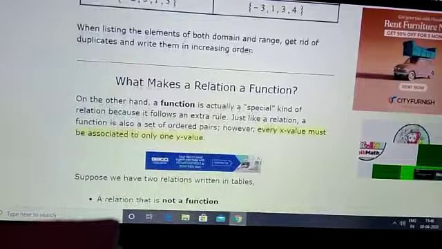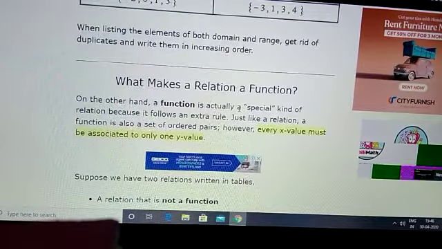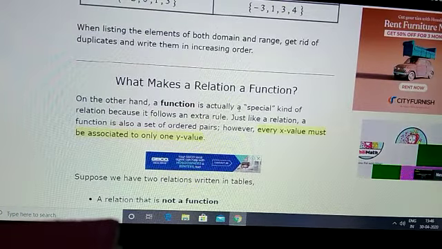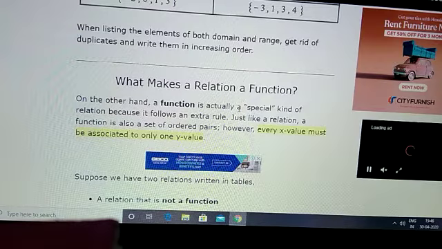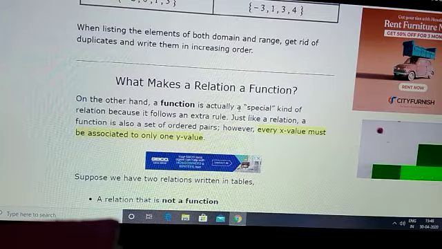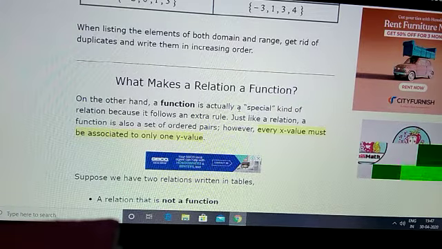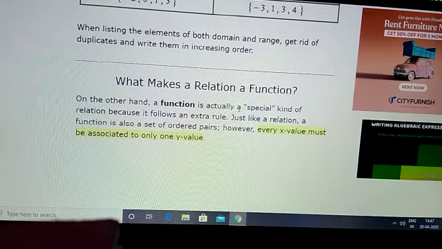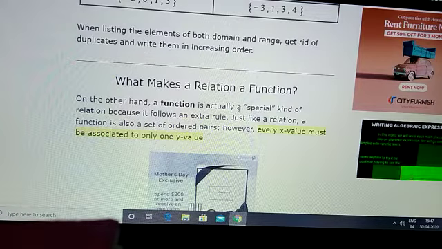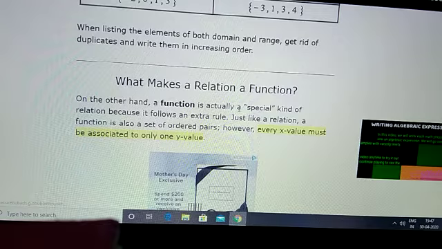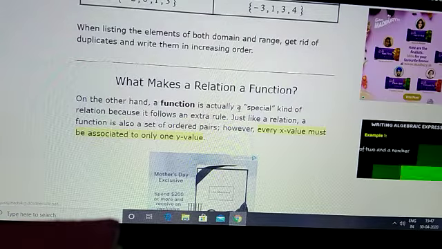The relation topic is over. A relation has two things. Again I repeat, a relation is a pair of two things, that's it. And a relation has a domain and a range. The domain means the set of all the x elements, and the range means the set of all the y elements. Understood? Now we'll talk about the function.